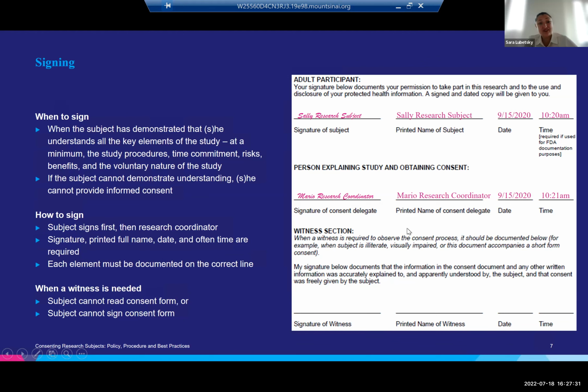We're only going to move to signature after we feel very confident that the research subject understands all elements of the consent form fully. We need to feel comfortable that that person can provide informed consent. And if they cannot demonstrate understanding of the consent form, they should not be providing written consent, because again, their written consent would not be informed consent.